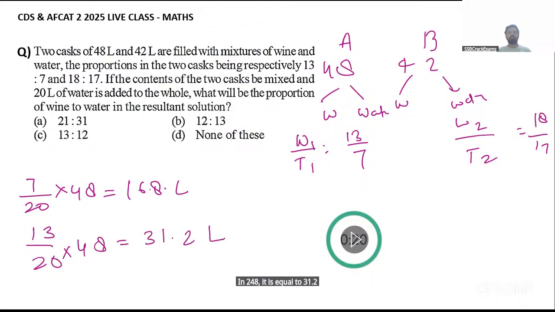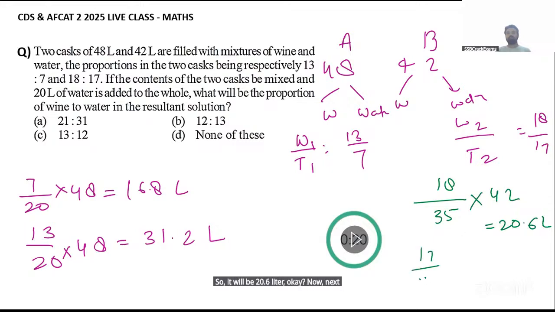I am applying the same formula again and again. I'm not doing anything new. Okay, so for the second cask, we have 18 upon total, which is 18 plus 17, it is 35, into 42 liter. So it will be 20.6 liter. Now next is 17 upon 35 into 42. So it will be 21.6 liter.